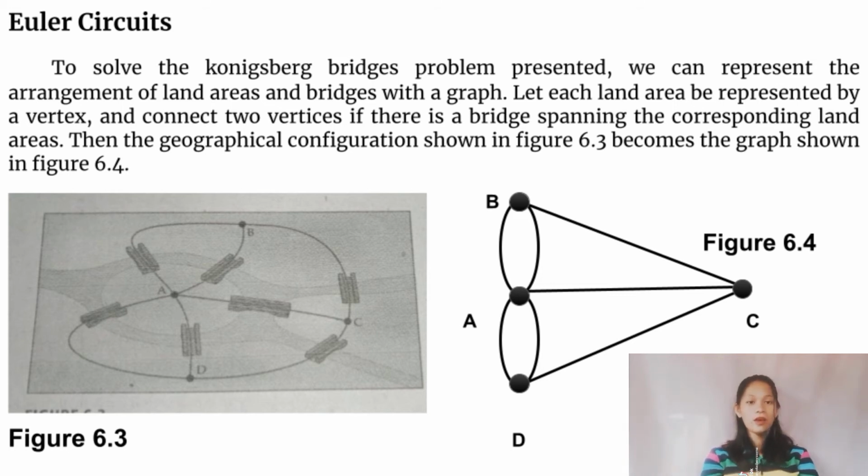Euler circuits. To solve the Königsberg bridges problem presented, we can represent the arrangement of land areas and bridges with a graph. Let each land area be represented by a vertex and connect 2 vertices if there is a bridge spanning the corresponding land areas. Then the geographical configuration shown in figure 6.3 becomes the graph shown in figure 6.4.